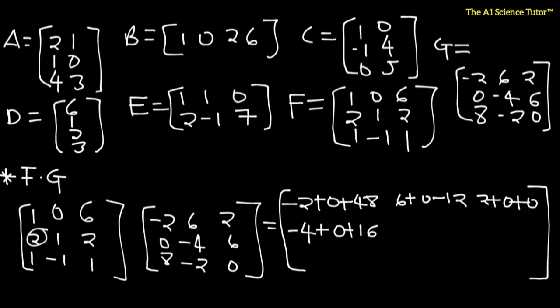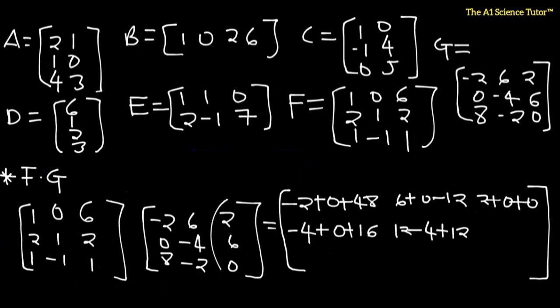Now we have 2 multiplied by 6. So that gives us 12. And this is going to be 1 multiplied by negative 4. So that should basically give us negative 4. We need to have a negative here. So this should be negative 4. And then we're going to have 2 multiplied by 6. So that gives us a 12. So that should be plus 12.